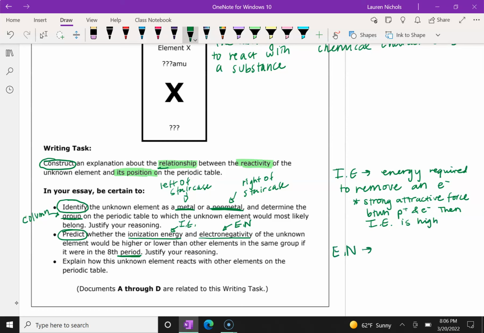Okay. And electronegativity is the ability to pull an electron in a bond. Okay. And same thing, if you have a high attractive force, that means you will have a high electronegativity.